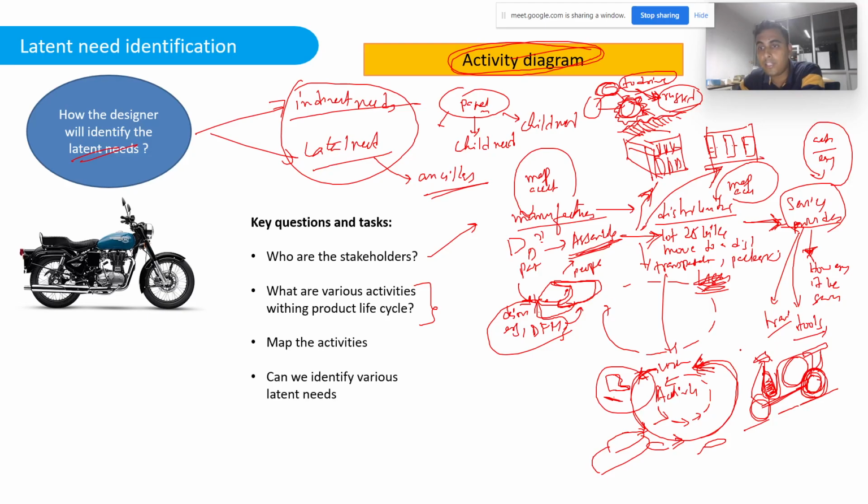Although these are not initially planned or do not come from the customer, when you later analyze various activities, you realize these particular needs, and those also you need to consider in your final design. Am I clear? Yes, sir.